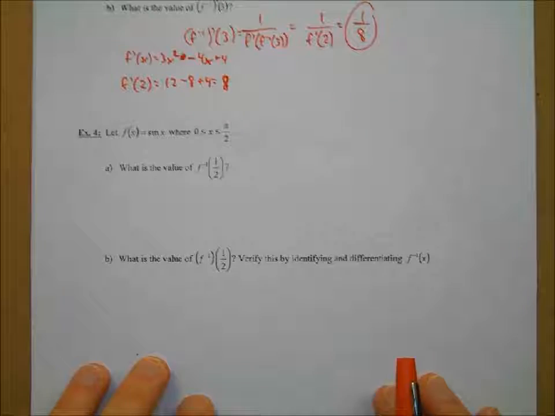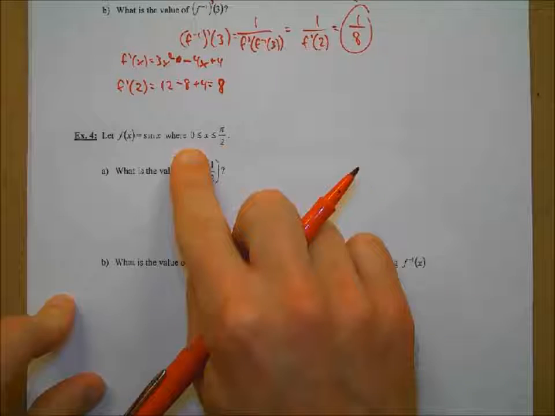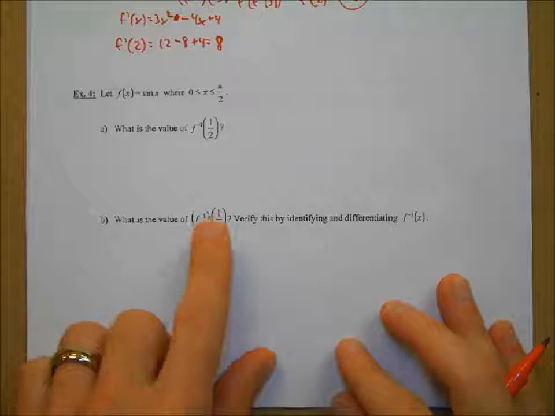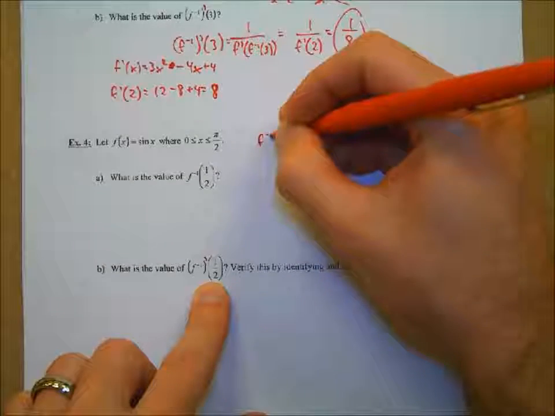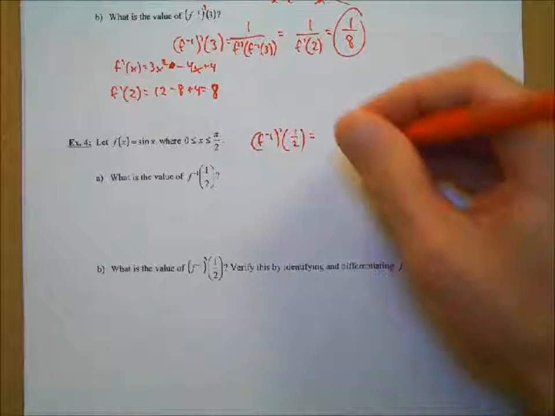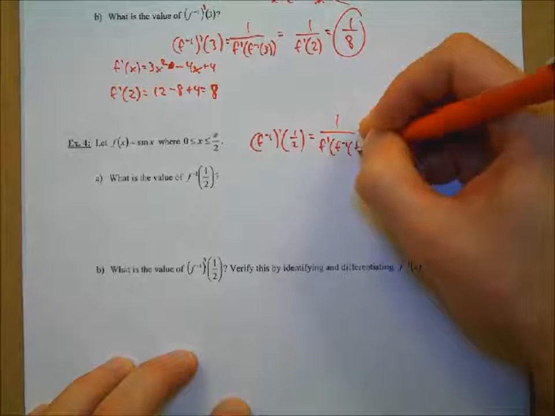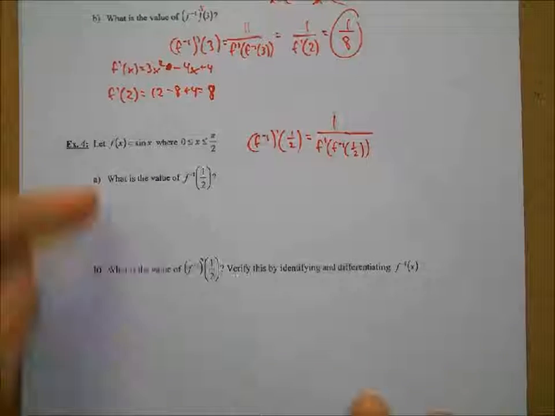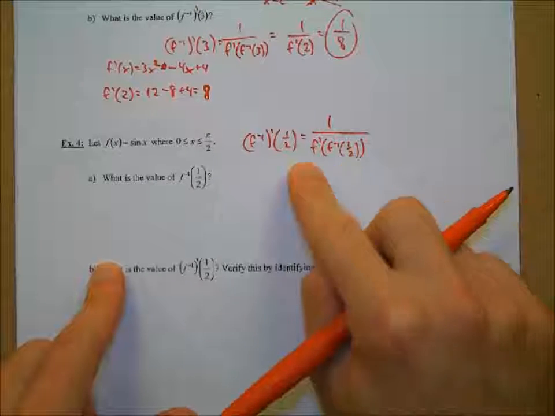We've got our function here, f of x equals sine of x for x values between 0 and pi over 2. Again, we have our intermediate step right here. We can see our final step. Our goal here is to do f inverse prime of 1/2. So using our formula, f inverse prime of 1/2 equals 1 over f prime of f inverse of 1/2. We're just breaking this up into 2 steps. We're going to first evaluate f inverse of 1/2, and then find f prime of whatever that value is.